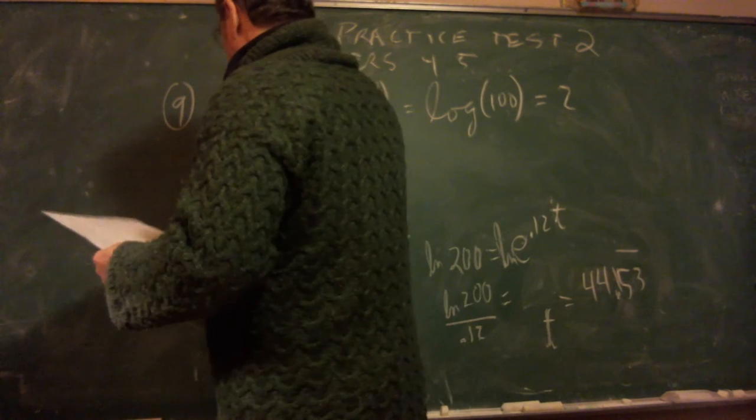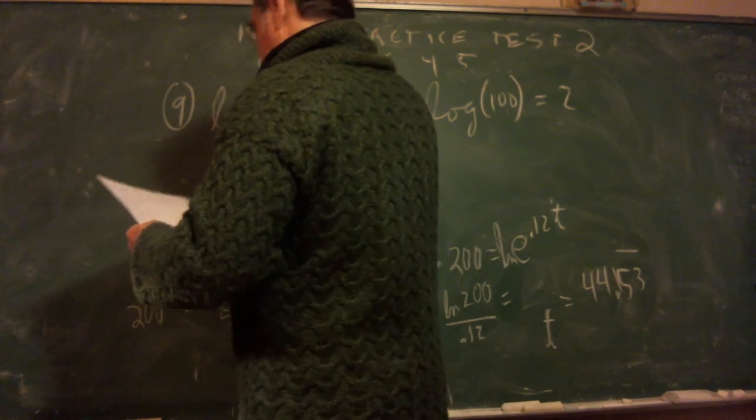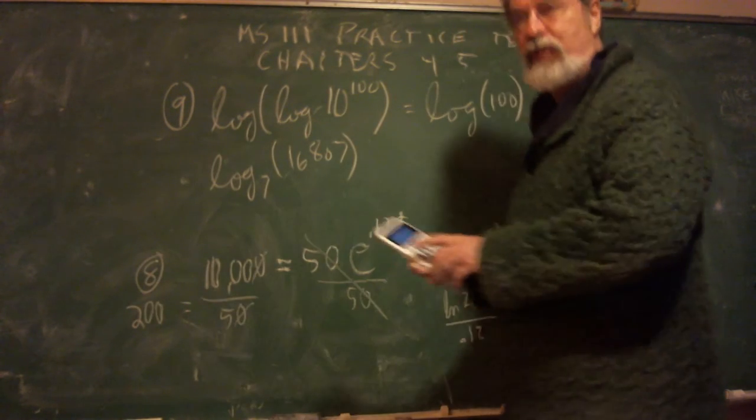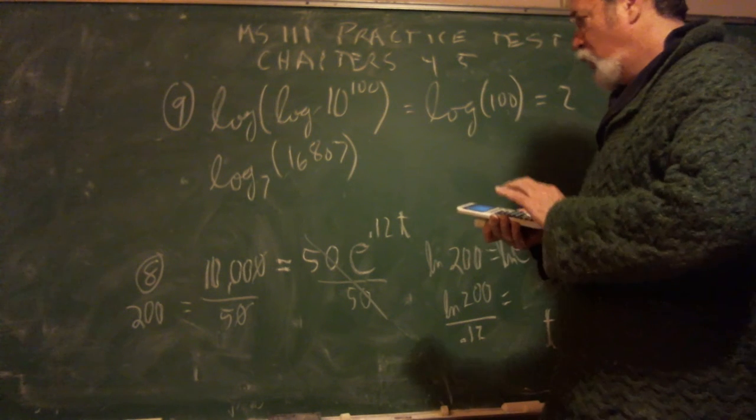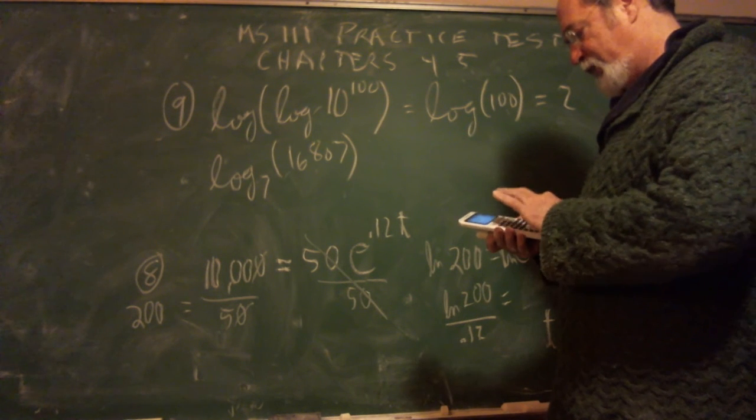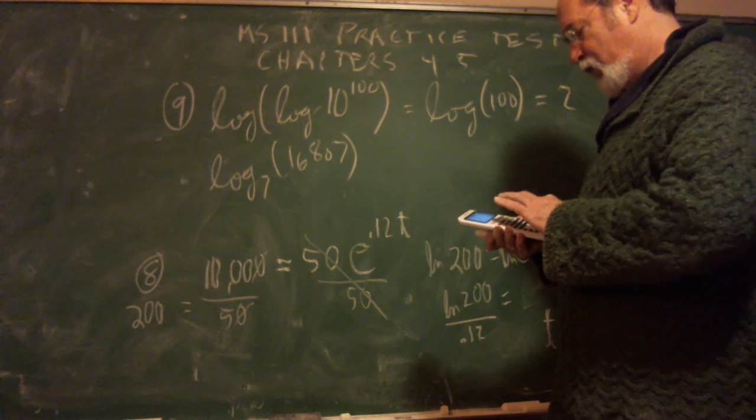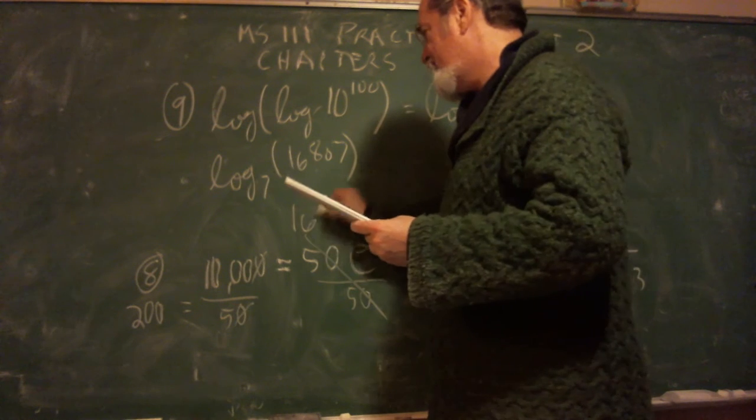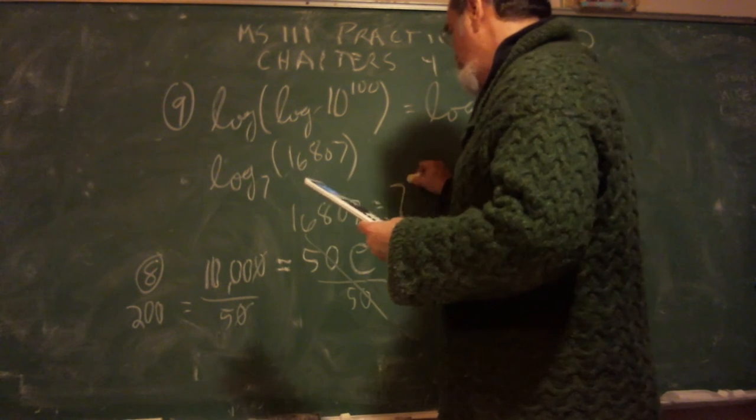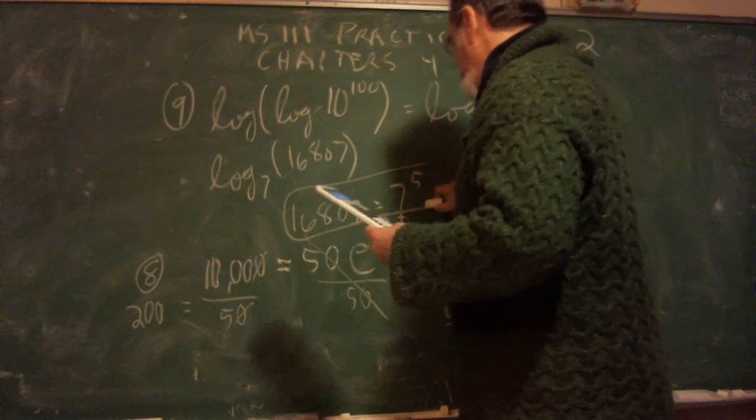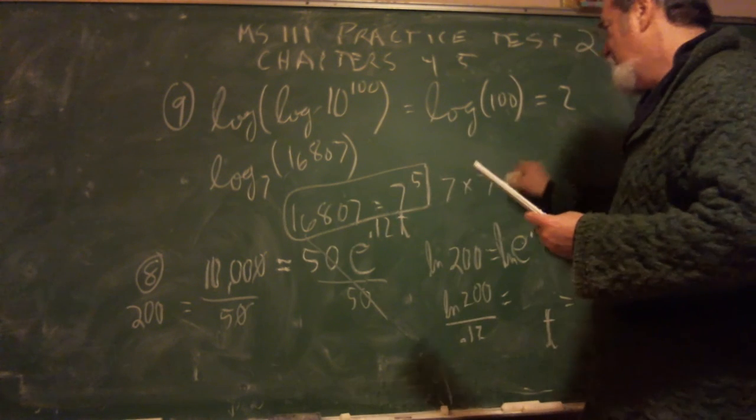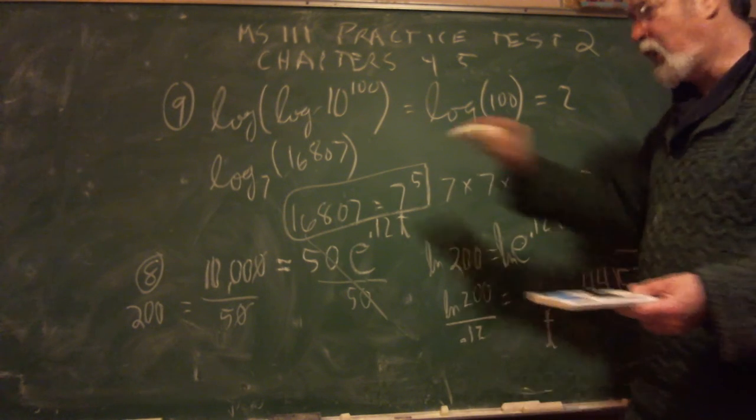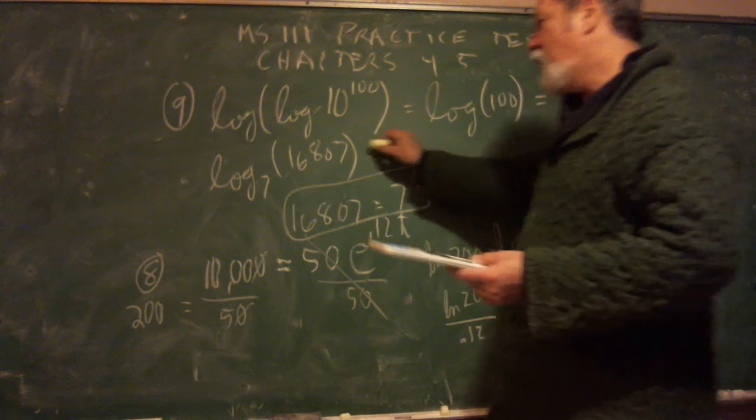There's another part for this one. It's log to the base 7 of 16807. Now I wonder if 16807 is a power of 7. So I'm going to do 16807 divided by 7, and divide by 7 again. And it turns out that 16807 is equal to 7 to the 5th power. I found that out by just multiplying 7 five times on my calculator, and I matched 16807. So I'm getting this one directly.